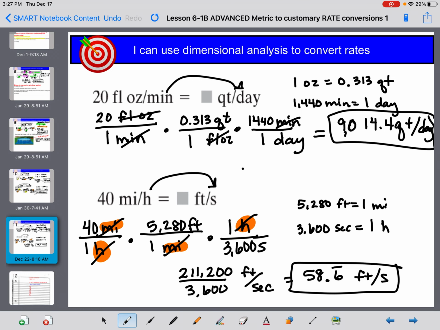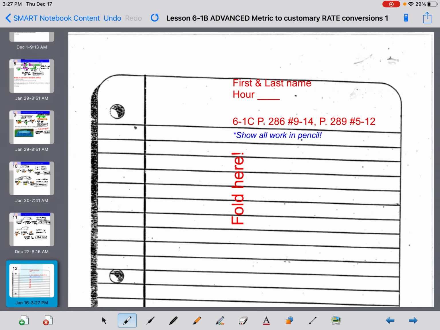All right, let's give this a try on some independent work. You've got two pages, page 286 and page 289.